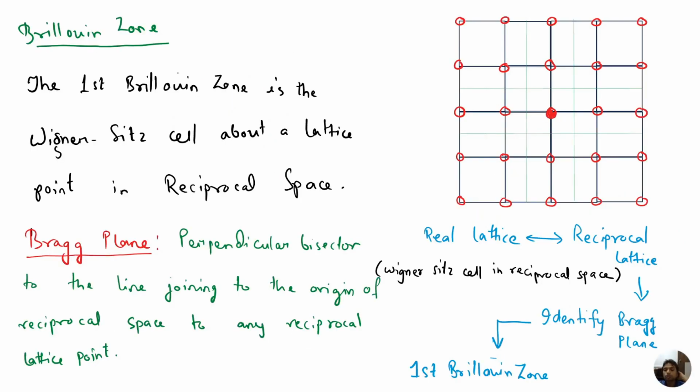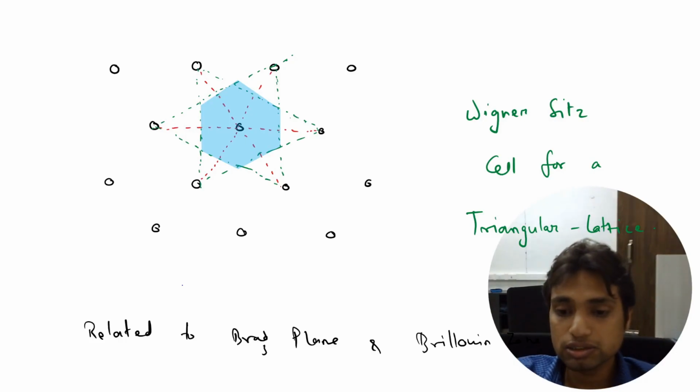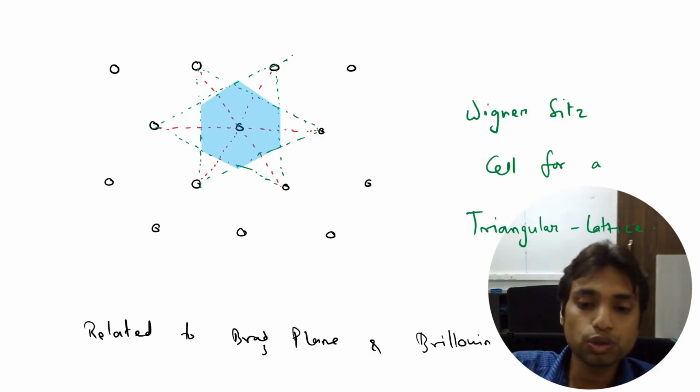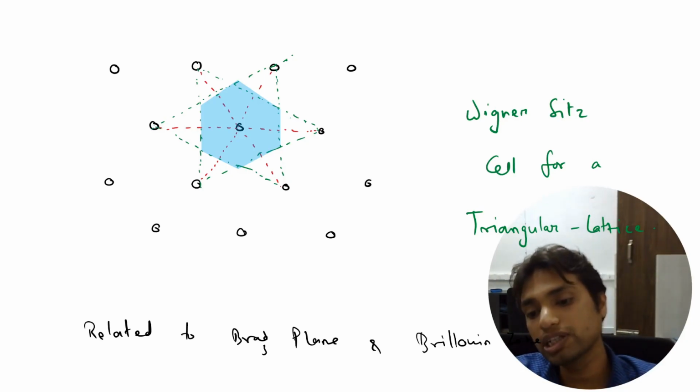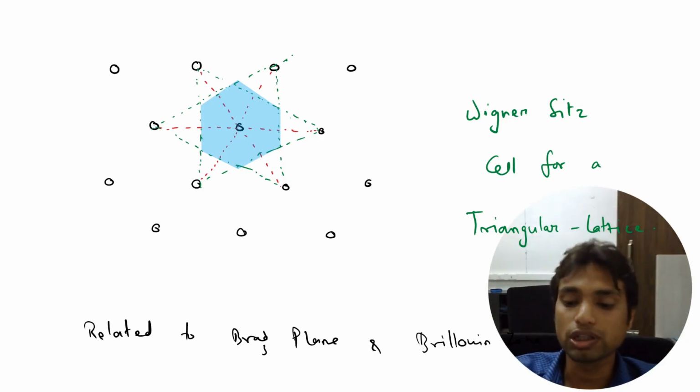So now we are clear about what the Wigner-Seitz cell is. Then the first Brillouin zone is the Wigner-Seitz cell about a lattice point in the reciprocal space. Till now we have been talking about the Wigner-Seitz cell in the context of any given lattice. This can be a real lattice, or this can be a reciprocal lattice.